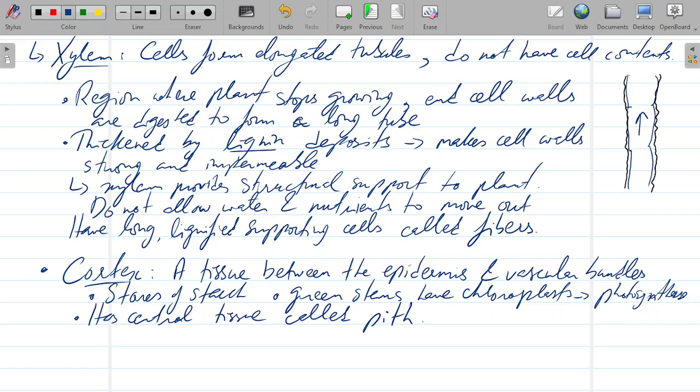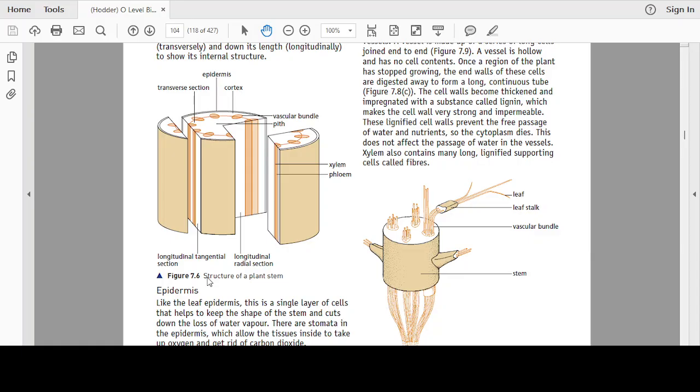So I'll show you how it is diagrammatically represented in the book for clarity. I can just put it on screen. Can you see that? Yes? Okay. So this is a diagrammatic representation of a stem. It has been cut transversely as well as longitudinally, both ways.